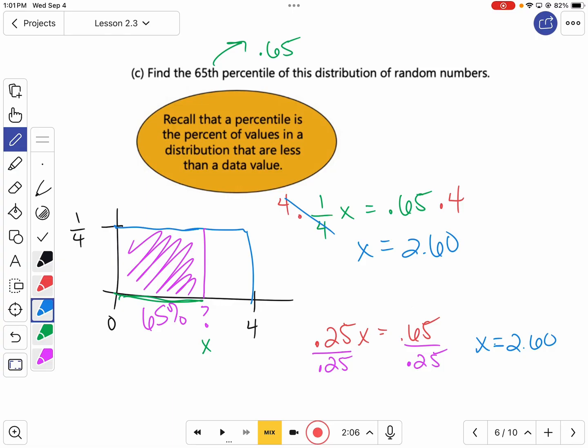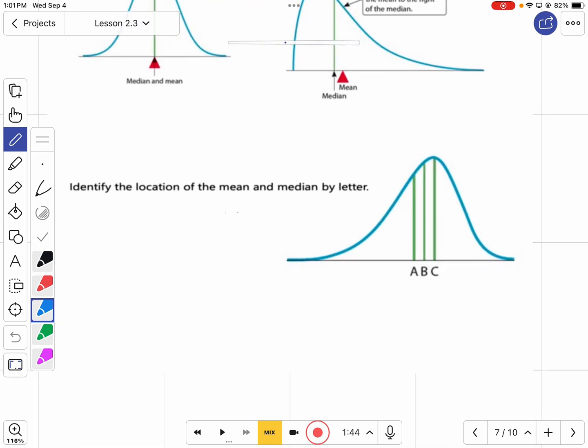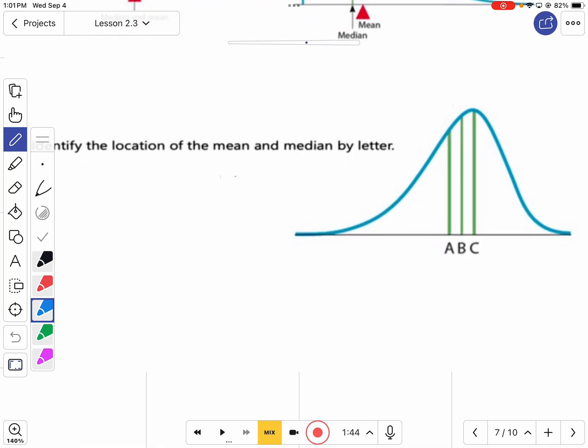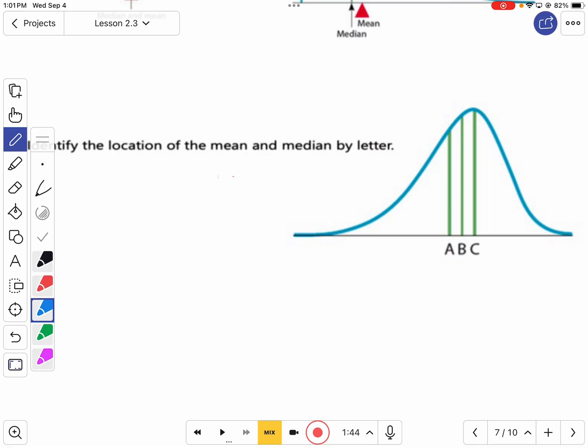Okay. All right, on this one, just look down at the bottom. Identify the location of the mean and the median by the letter. Okay, who's always at the tallest part? Mean or median? Median. When it is skewed, the median is always at the tallest part. So C is going to be your median.